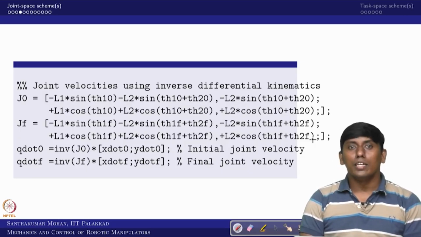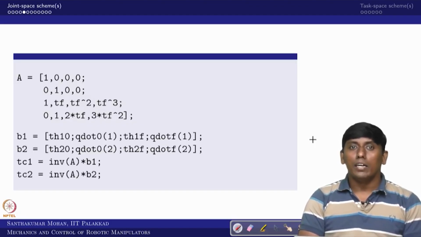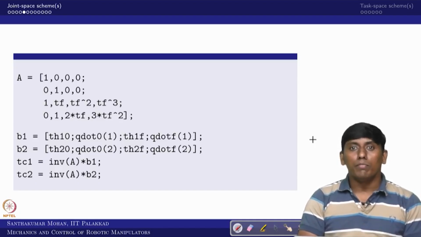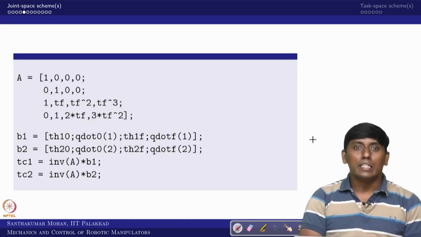Once all these are known, we can go back to whatever profile generation we want to use. Since this is a demonstration, I have taken a cubic polynomial. For that we should know the coefficient matrix A, and the known input as a vector. Here theta 1 initial, theta 1 dot initial, theta 1 final and theta 1 dot final need to be known for finding the first joint's space trajectory. Similarly, the second joint's trajectory can also be generated.